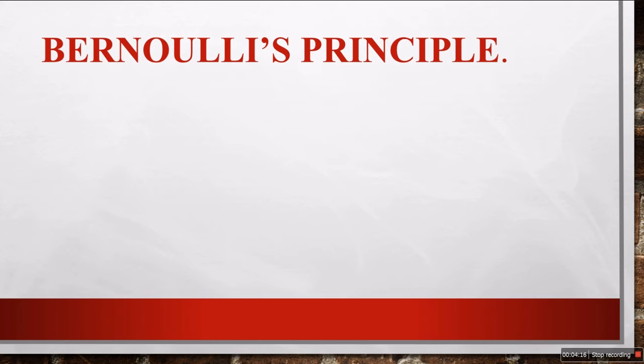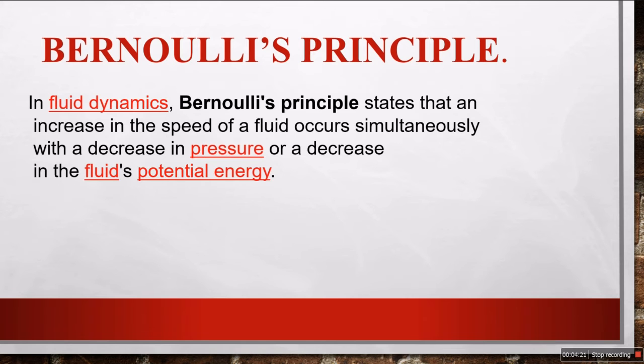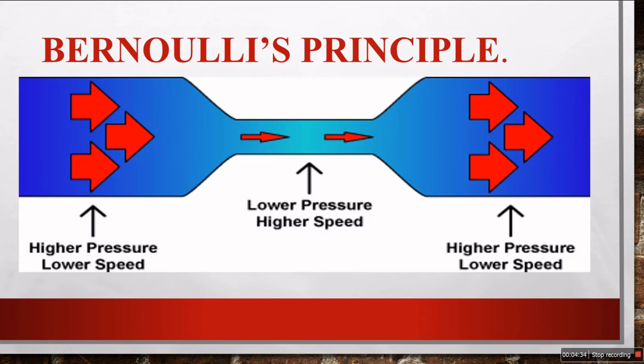Now let me just explain Bernoulli's principle first. Bernoulli's principle states that an increase in the speed of a fluid occurs simultaneously with a decrease in the pressure or a decrease in the fluid's potential energy. Let's take a look at the picture. Here, the pressure is high, thus the speed is low. Bernoulli's principle states that if the pressure in a region is high, then the speed of the particles tends to be low in that area. Here, the pressure is low, but the speed is high.